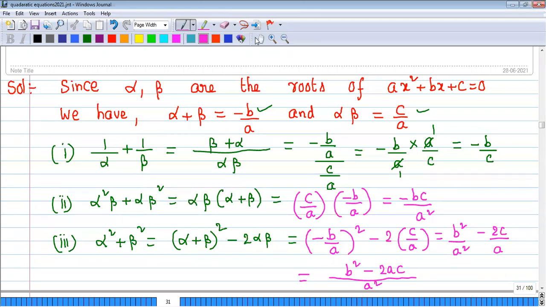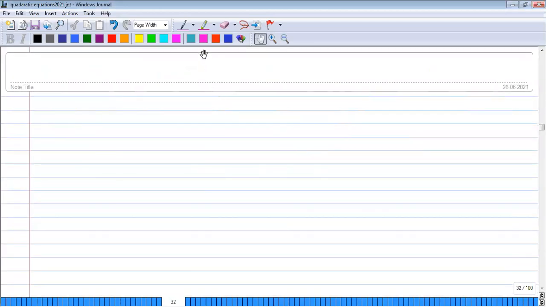So next, what is the value we need to find out now? Alpha cube plus beta cube. Very good, very good. The next, fourth one, am I correct? Yes, sir. Fourth one. So alpha. Once your query is there, one minute. Let me complete this one. I will go for the previous one.